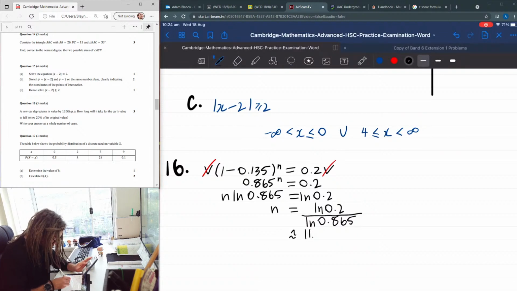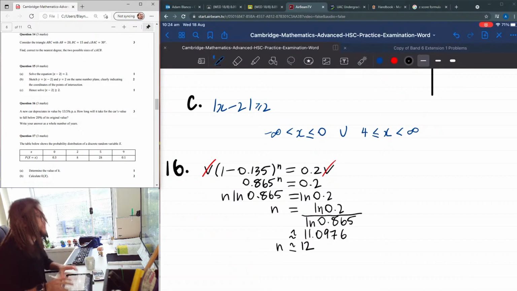What does it want to do? Your answer as a whole number of years. Okay, so n is approximately 11. Do we want to round up or down? How long does it take for it to fall below 20%? Well, after 11 years, it's not going to quite get there. It's still got 0.9 to go, so let's call this 12. I'll round up. Okay, that was 16.